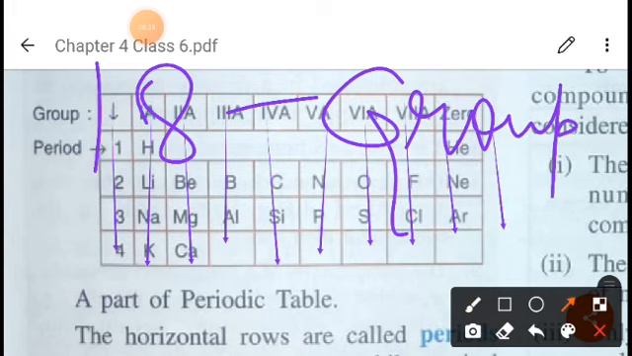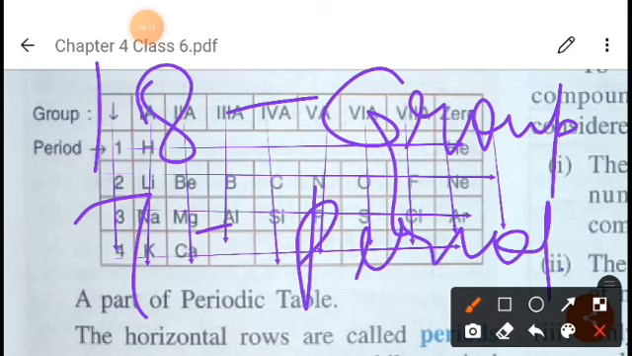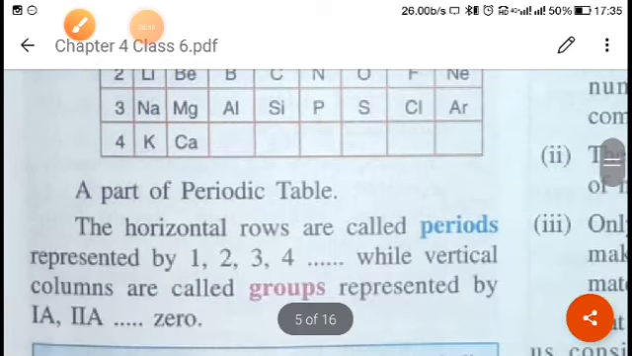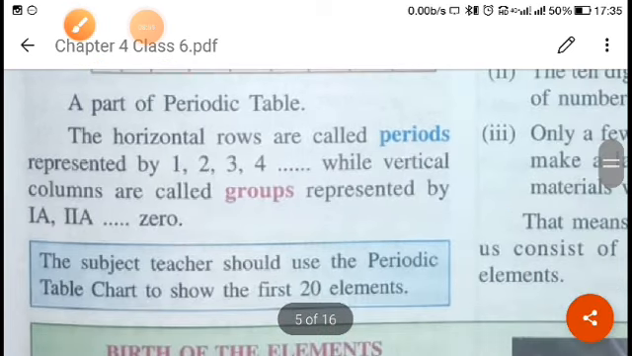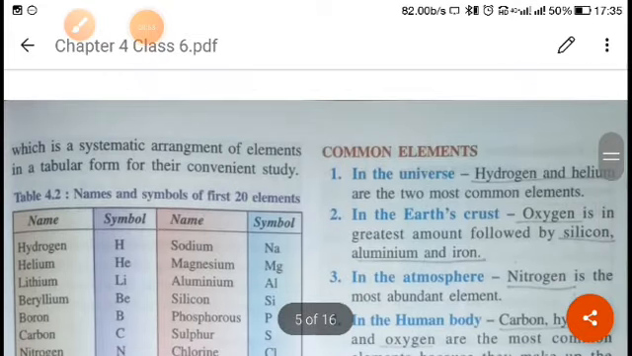This one, 2, 3, 4, like this there are 7 periods in a periodic table. I hope you have understood this. So this is written here, as you can see. Now next is common elements.